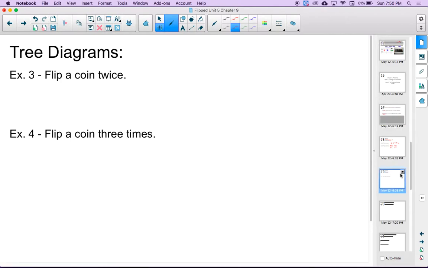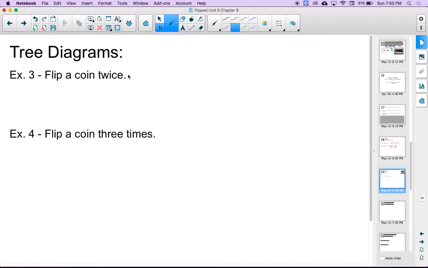So let's take a look at what a tree diagram looks like. This is the example we already did in the last problem. We flip a coin twice. We saw how to make that list. It wasn't really complicated, but let's see how a tree diagram might help speed things up.